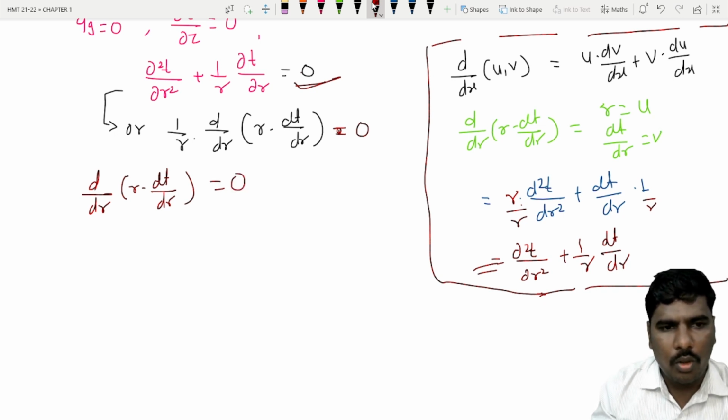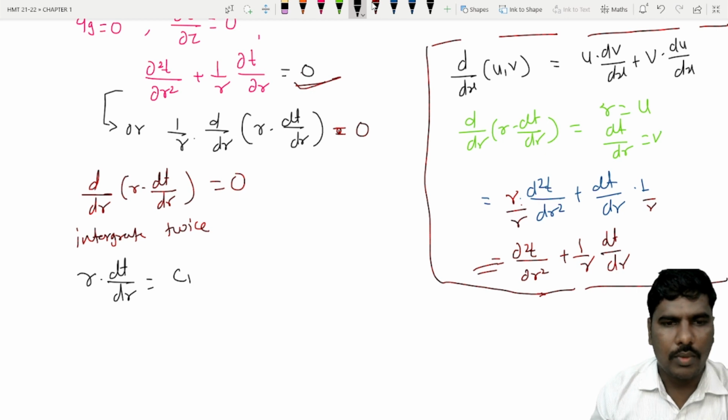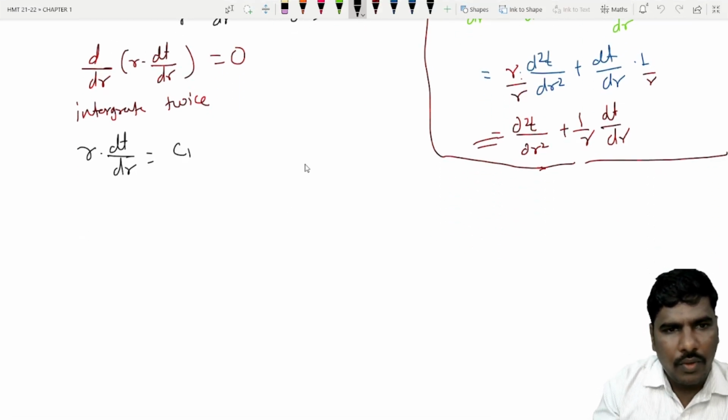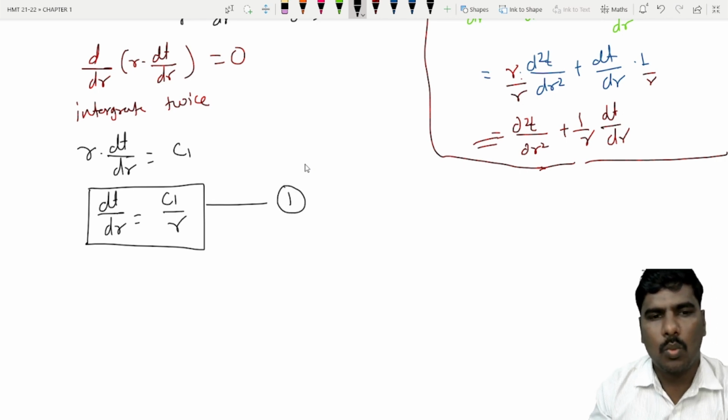Now, similar to the wall equation, we have to integrate this equation twice. So first integration gives r dt by dr is equal to c1. After the first integration, when we take r to the other side, it becomes dt by dr is equal to c1 upon r. So we will require this equation, and I am giving it equation number 1.